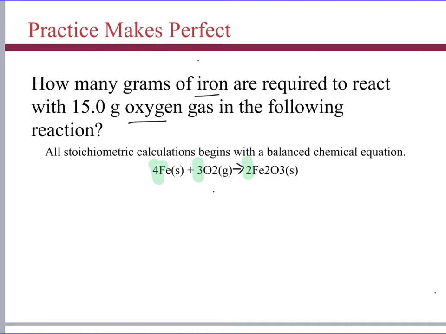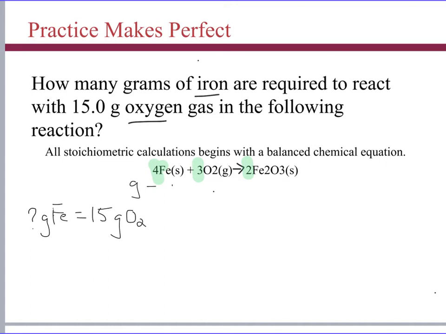How many grams of iron is equal to 15 grams of oxygen? Okay, so you guys also know my silly little saying, grams to moles to grams.